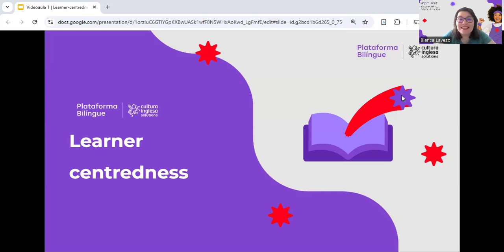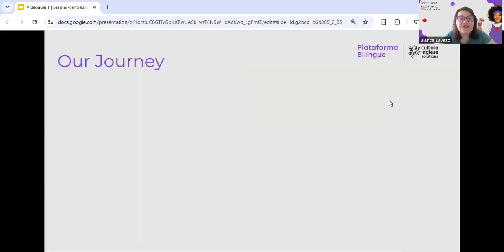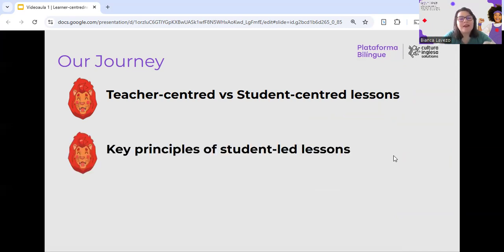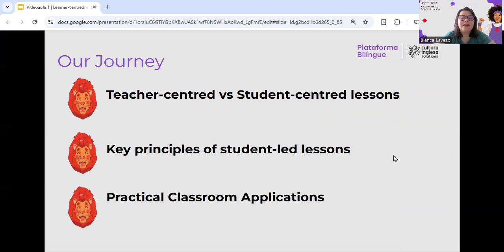This is on learner-centeredness. Let's take a look at our journey. First, we're going to be talking about the difference between the lessons, if it's teacher-centered or student-centered, what happens exactly there. Then we'll focus on a few key principles of student-centered lessons, and at the end, we'll be talking about practical ideas, practical applications in the classroom, okay?